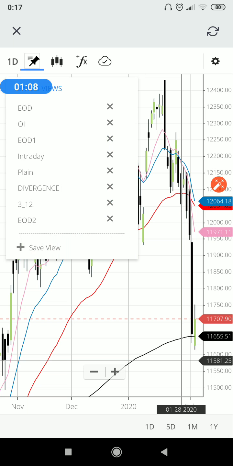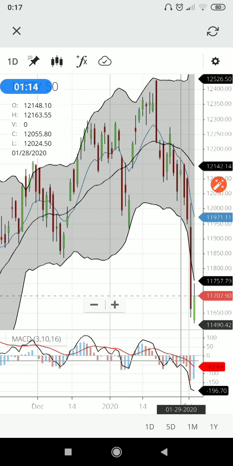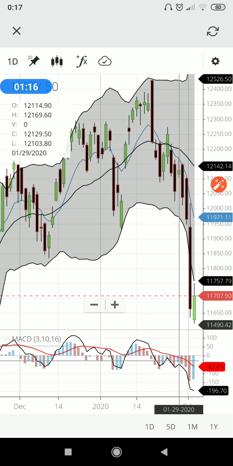Now let's have a look at the momentum. The momentum has slightly increased to the positive side. That means market was falling with speed. Now the speed of the fall has diminished, and today in fact we gave a positive closing.